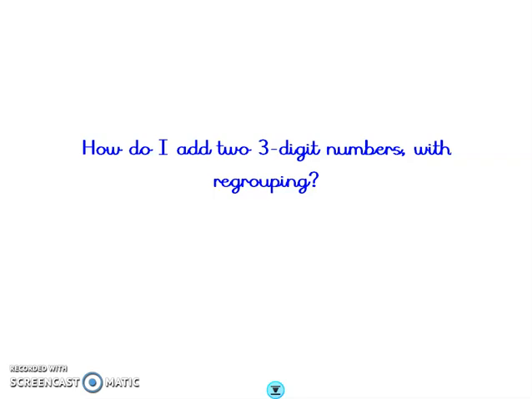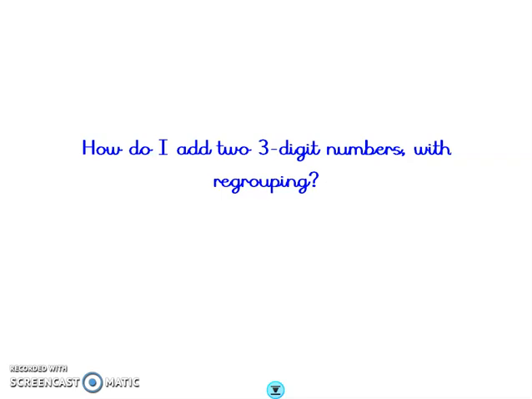So this is our second attempt at column method, and you can see there's a little bit of difference in today's. So we're still adding two 3-digit numbers together, but this time we're going to be using something called regrouping. Now, I'll be honest, this is normally the bit that we get stuck on. So we're going to go through it really slowly to make it really clear.